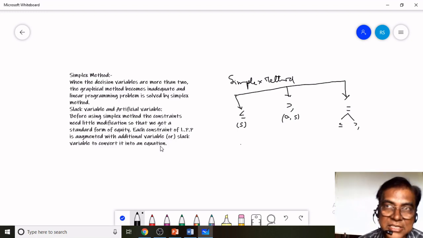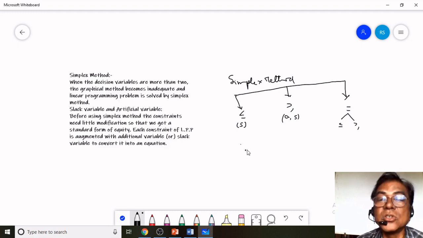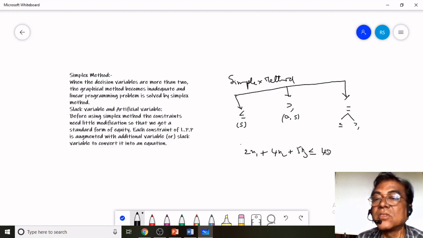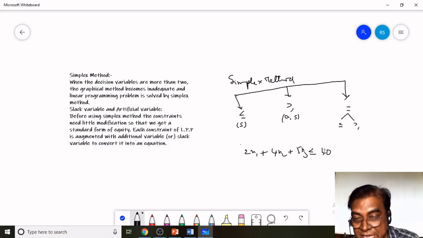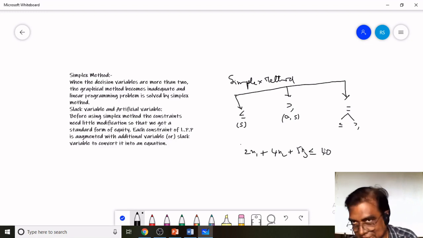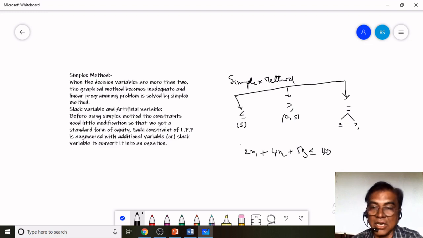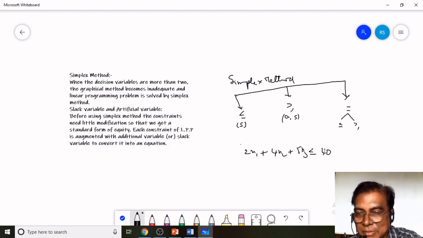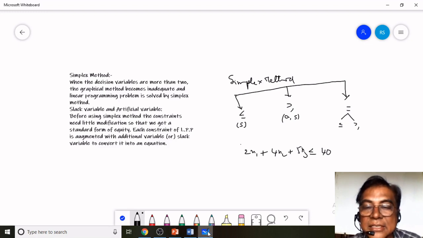I mean to say that, for example, if the equation is given like this: 2x1 plus 4x2 plus 5x3 is less than or equal to 40. So this is called an inequality equation. Now how to convert the inequality equation to an equal equation? With an inequality, it is highly impossible to proceed. So first convert the inequality to an equal equation, then you go to the simplex method. Then you go to some symbols.